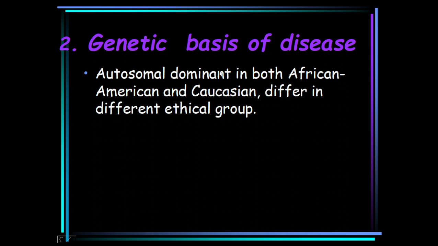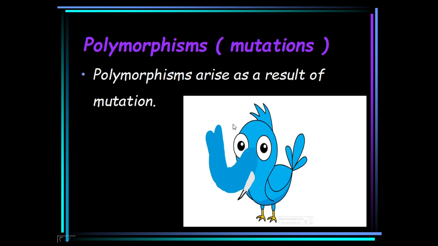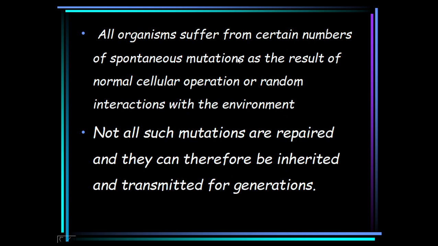Now coming on to the genetic basis of the disease. It is autosomal dominant in both African American and Caucasian and different ethnic groups. And the genetic basis is due to some polymorphism. Polymorphism arises as the result of mutation. All organisms suffer from a certain number of spontaneous mutations as a result of normal cellular operation or random interaction with the environment. Not all such mutations are repaired and they can therefore be inherited and transmitted through generations.